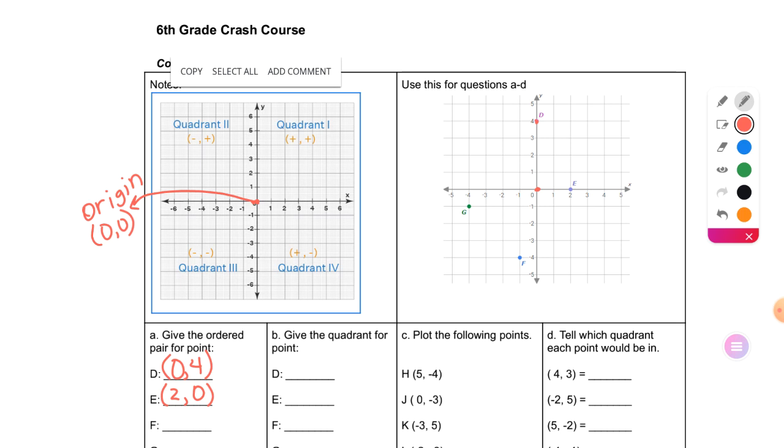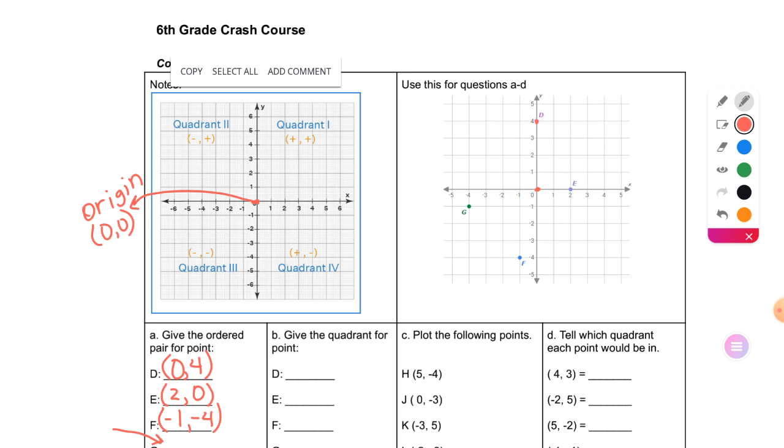Who thinks they can give me the ordered pair for F? Remember, we move left or right first and then up or down. Reese? You go over 1 time, so we go to the left 1. What number tells me to move left 1? -1. Okay, comma. And then you go down 4, so -4. Good job. -1, -4.